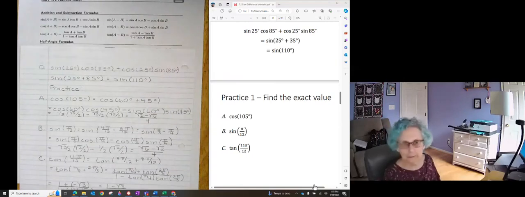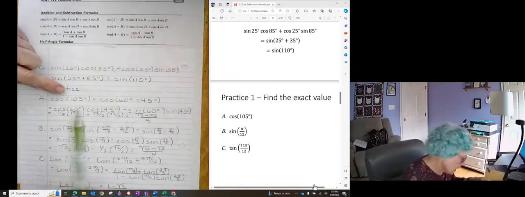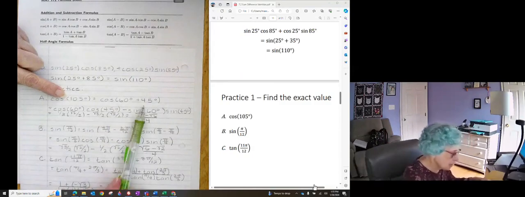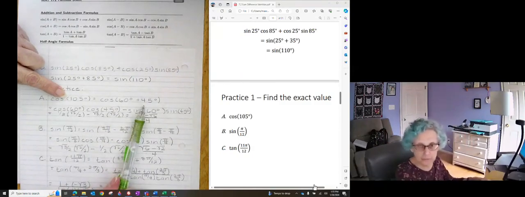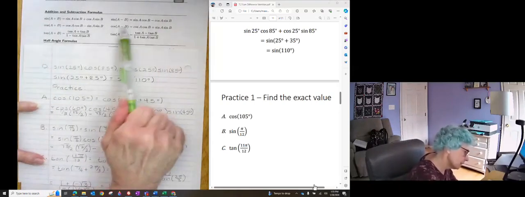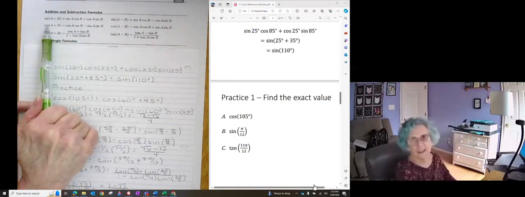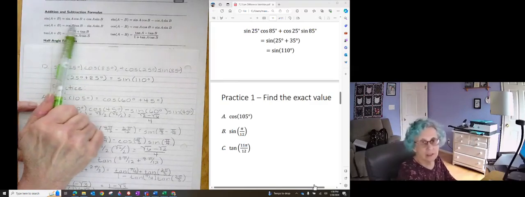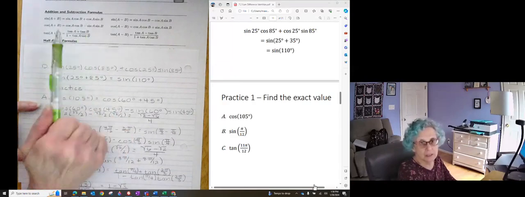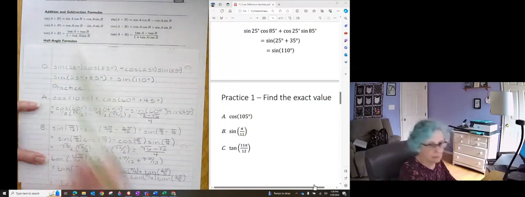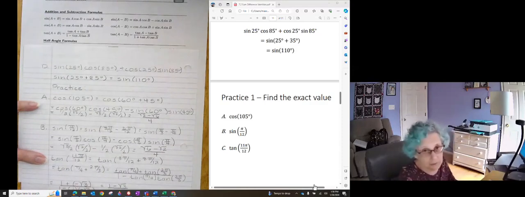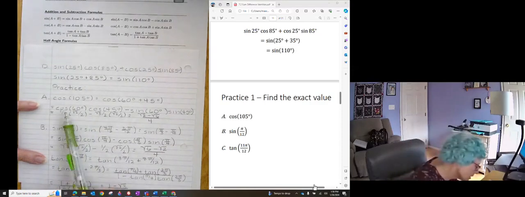How'd they go? Part A, I rewrote 105 as 60 plus 45. So I had cosine of 60, cosine of 45, and I'm looking at this formula. Even though I don't mean to memorize them, I accidentally do. Cosine always has cosine, cosine, sine, sine. And if it's a plus here, it's a minus there. You don't have to memorize it. You'll have it on test day.